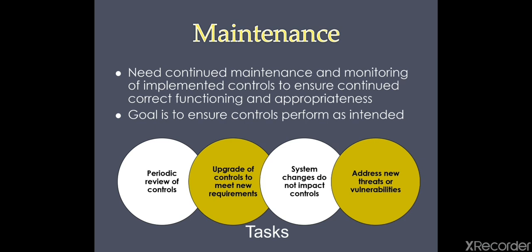So the maintenance needs continued maintenance and monitoring of implemented controls. Why? In order to ensure continued correct functioning and appropriateness. So the main goal is to ensure that controls are performing well as required, as they are intended to. So the tasks: periodic review, and upgrade of the controls to meet new requirements if there are any. The system changes should not impact controls.